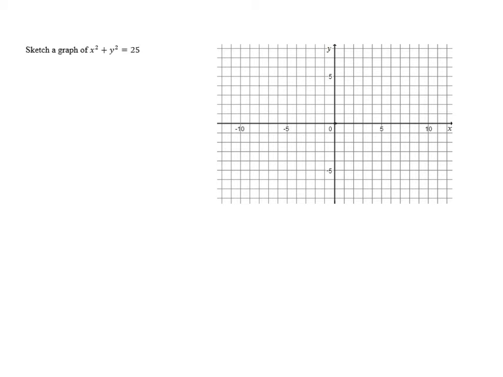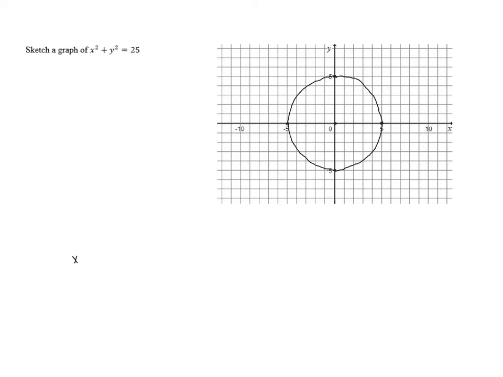The center is at the origin, and because the radius is 5, we can draw points to the right, above, to the left, and down 5 units. And once we have those points, we can sketch the circle that contains all 4 of those points. And that is our graph.